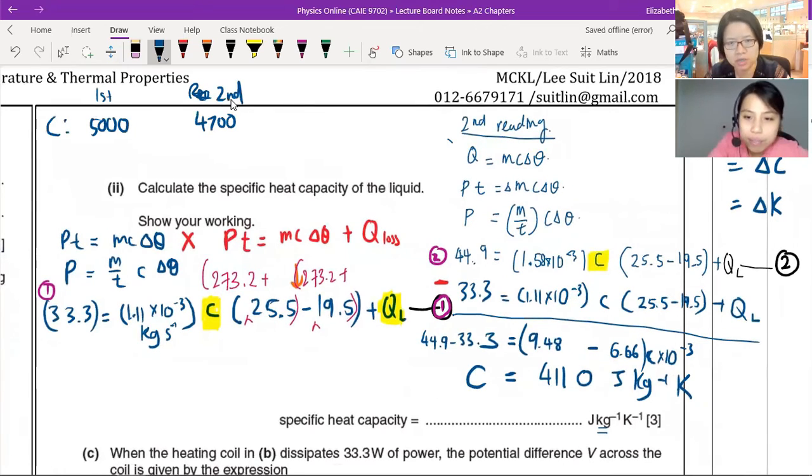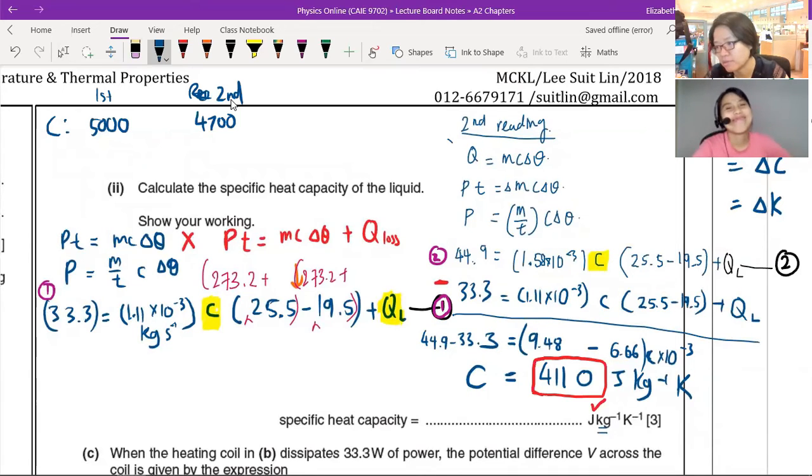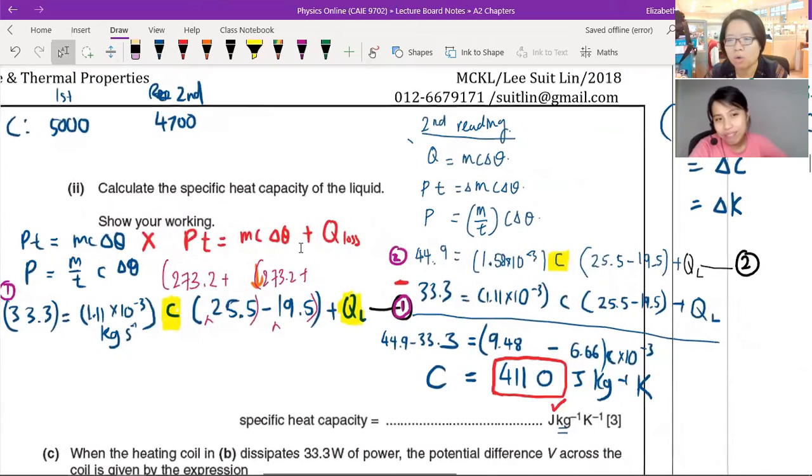If you do enough past year questions, or if you have done this before in your SPM or your IGCSE, you will remember that the specific heat capacity of water is around 4001 or 4002. So you should get around that number. If you get something very weird like 5,000, that is a bit too big already. So these two are overestimations.